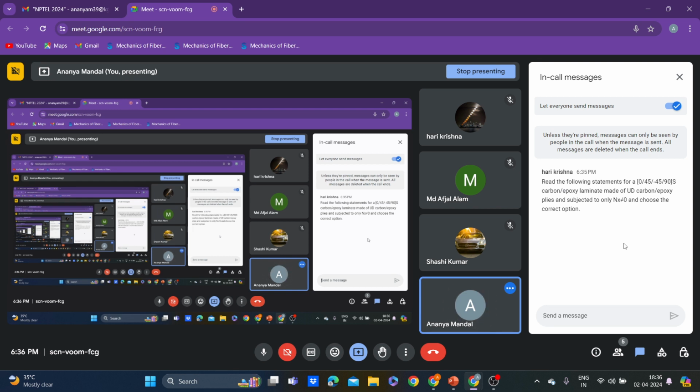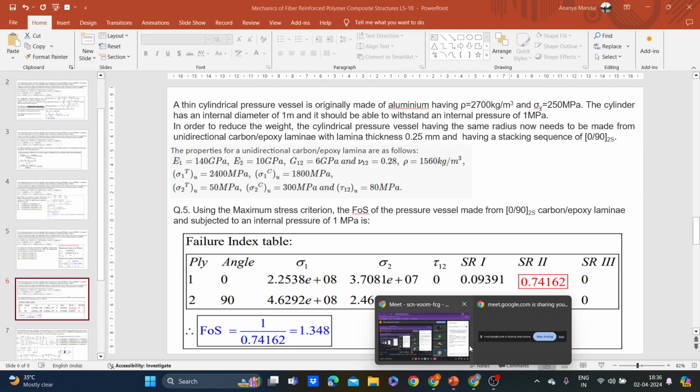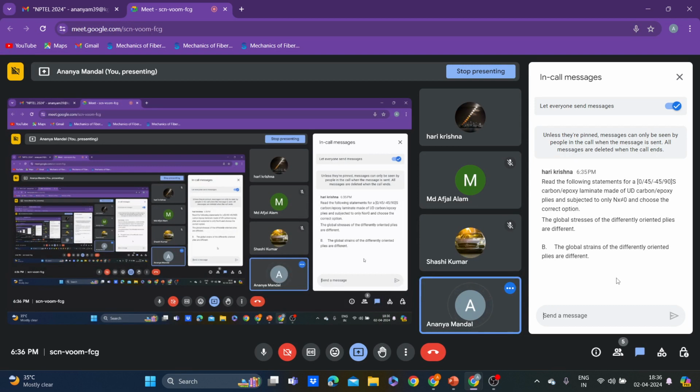What are the options? Hari, can you tell, the global stress? What they are asking is which one is true or false. What I'm saying is the global stresses and the global strains, both will be different orientation parameters. Am I right?